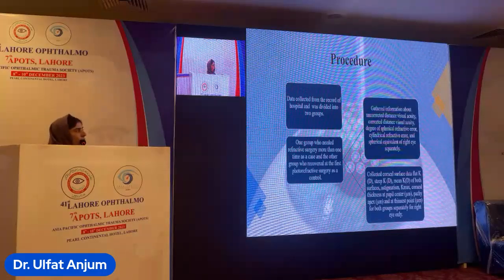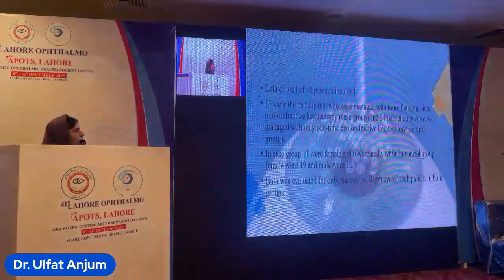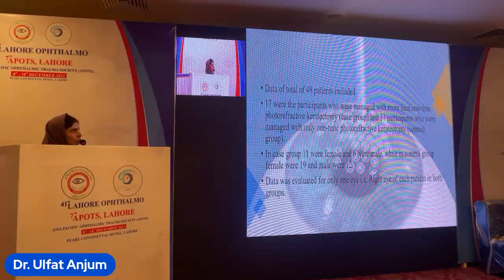In the procedure, the data was divided into two groups. One group went for only one time refractive surgery, and the other went for more than one time photorefractive keratectomy at Farabi Eye Hospital, Tehran. The results included data from a total of 48 patients: 17 participants who needed more than one time photorefractive keratectomy, and 31 participants who were managed with only one time.